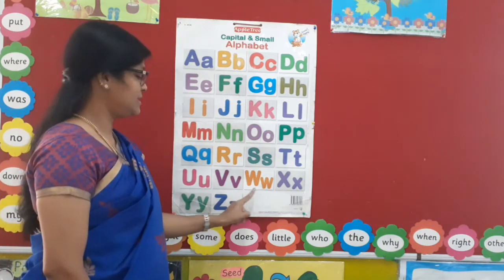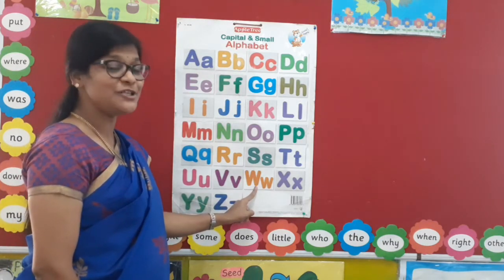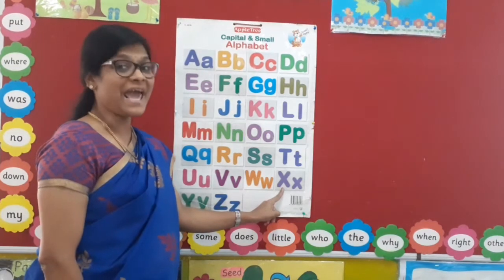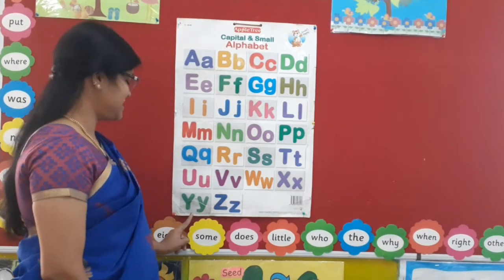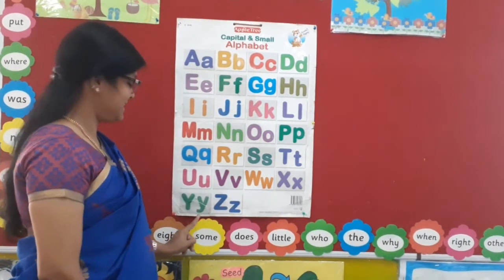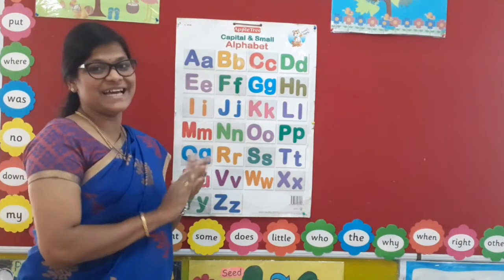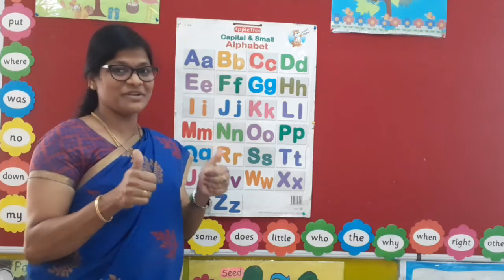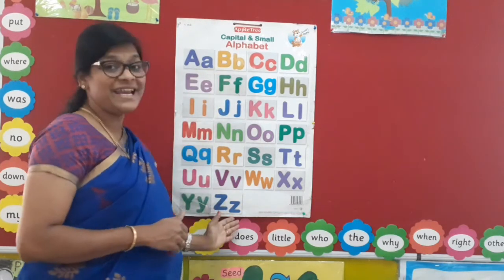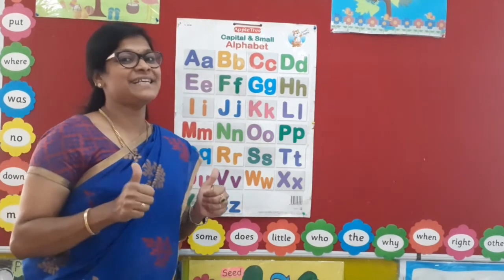V, W, X, Y, Z. Well done, kids. Well done. You are rocking. Super, children. Super. You have identified the letters correctly.